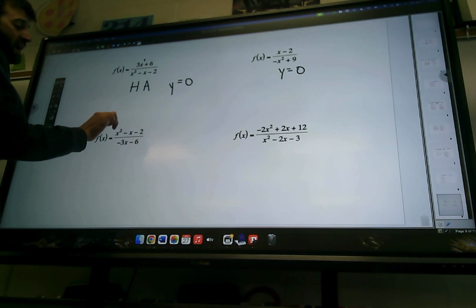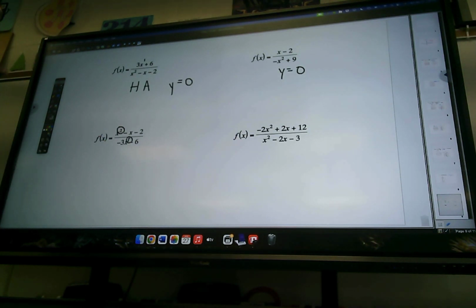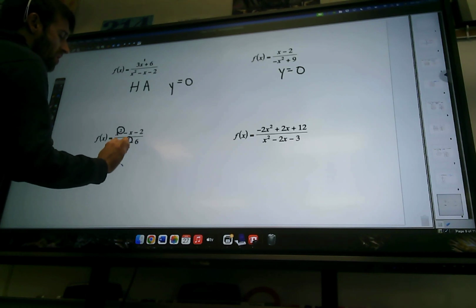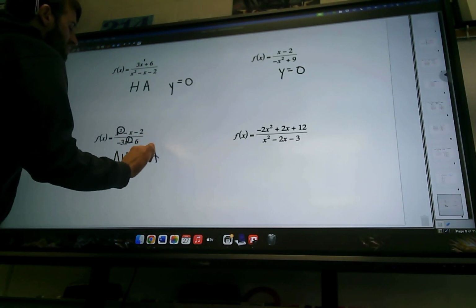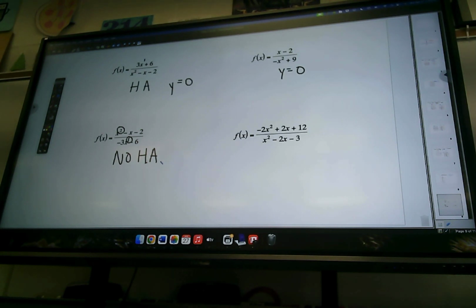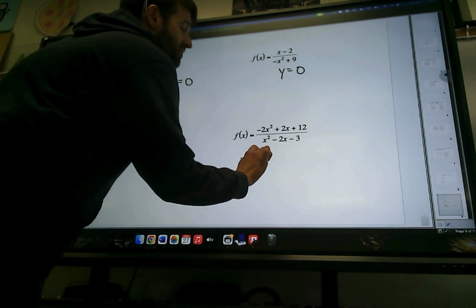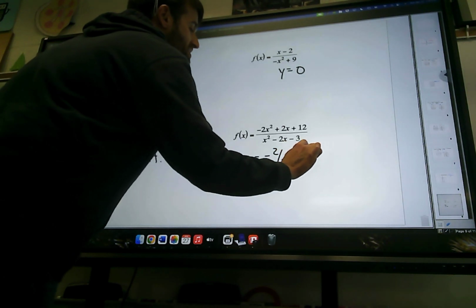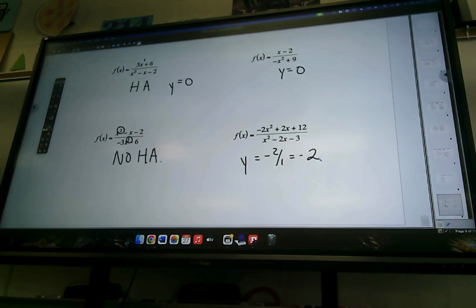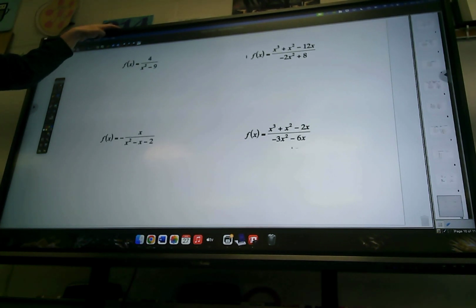Here, the degree of the top is 2. The degree of the bottom is 1. It's higher in the numerator, so there is no horizontal asymptote here. In this example, I have f of x equals negative 2x squared, so the degree of the top is 2. The degree of the bottom is 2. So that is going to be at y equals -2 over 1, which is -2. Again, always graph them out and take a look at the graph.